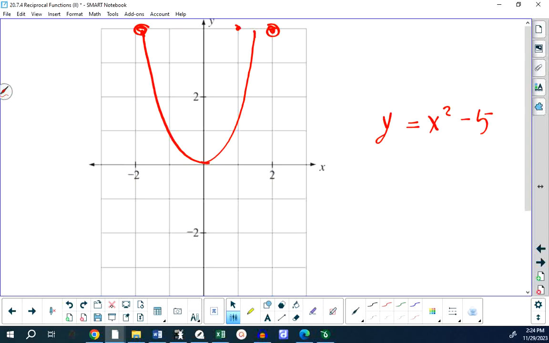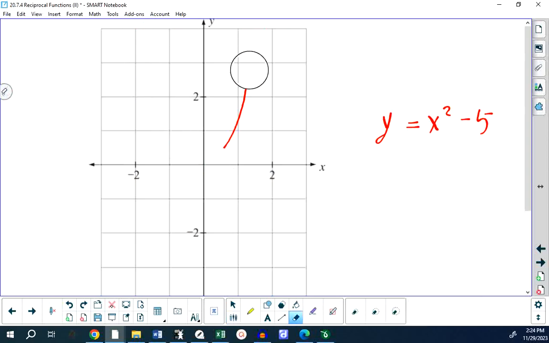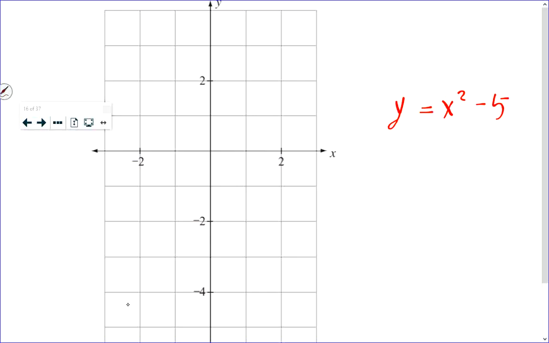What does this minus 5 do? Well, it just shifts the whole graph down 5, which is a very valuable piece of information because it tells us that this is the graph of y equals x squared minus 5.